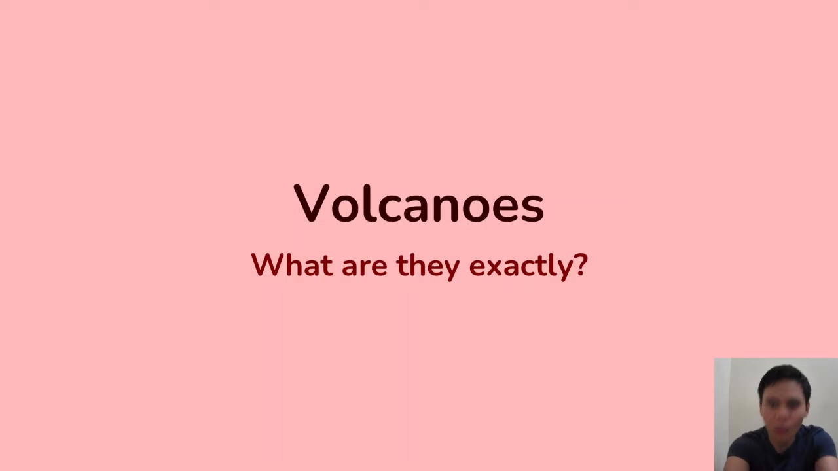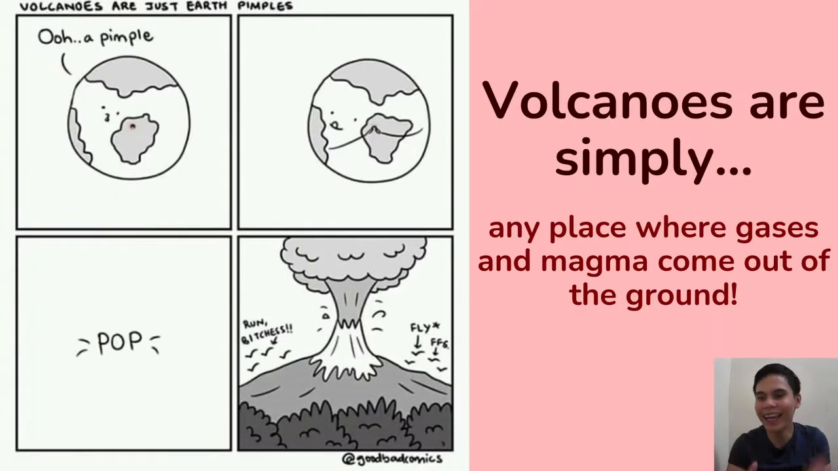So volcanoes, what are they exactly? We have this general idea in our heads of triangle-looking things that spew out lava, but their definition is basically any place where volcanic gases and magma come out of the ground. So as long as there's a rupture in the crust of a planet and the inner magma starts spewing out, that is considered a volcano. Even a crack in the ground that doesn't form a mountain is considered a volcano.